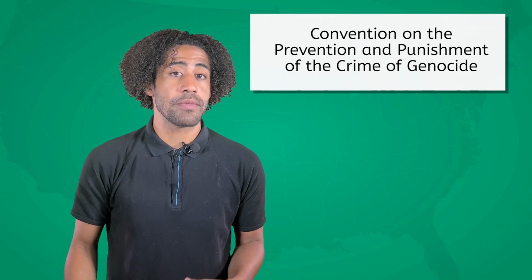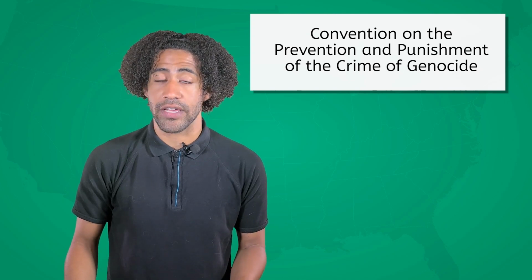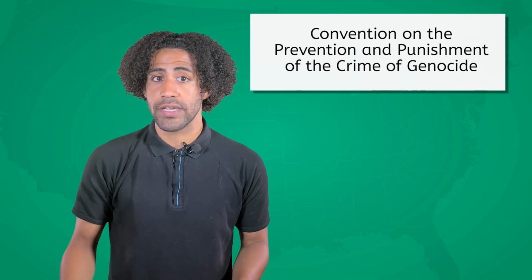The UDHR was not the only international document or policy that the United States contributed to in order to promote its human rights policies abroad. Delegates from the United States also played an important role during the Convention on the Prevention and Punishment of the Crime of Genocide, or the Genocide Convention.